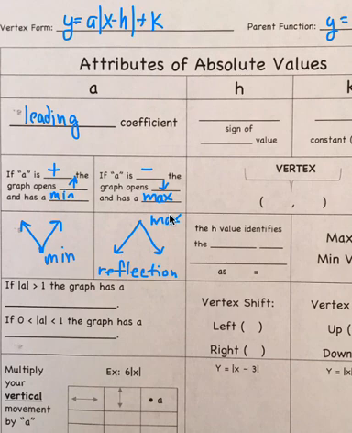So when talking about our a value, if the absolute value of a is greater than 1, the graph has a vertical stretch. Most of the time you'll just hear say stretches, but it is the vertical stretch. And if 0 is less than the absolute value of a is less than 1, the graph has a vertical compression. A vertical compression.